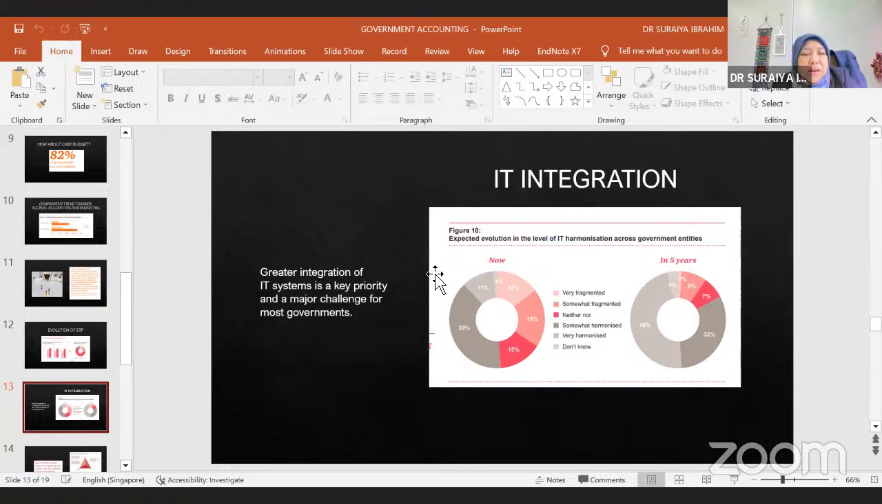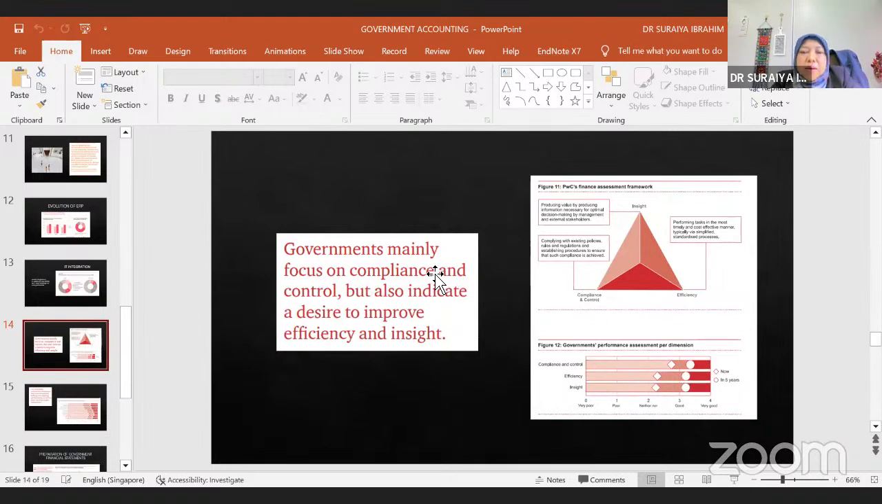And there is also significant effort required to achieve this, right? So governments mainly focus on compliance and control, of course, but also indicate the desire to improve efficiency insights. From this figure from PwC's final assessment framework, there have been compliance and control where many governments see this accrual accounting implementation as an opportunity to set up ERP and also to upgrade the system, incurring costs beyond strict accrual accounting compliance, and they can control over this ERP system.